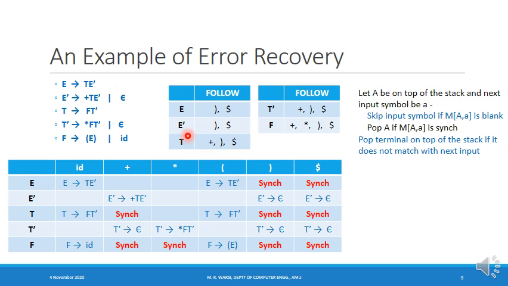Now when I look at the variable E dash, their follow is right parenthesis and dollar. So the synchronizing tokens are right parenthesis and dollar. But when I consult the parsing table, I already find that they contain the production E dash derives epsilon, and here also it is containing E dash derives epsilon. Since it is already containing a production, I cannot mark these entries as sync entries. And similarly for the variable T dash also, when I look at the parsing table at these locations, I already have a production, so I cannot mark these entries as sync entries.